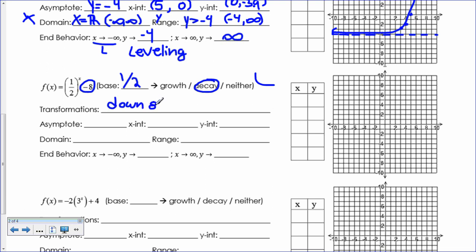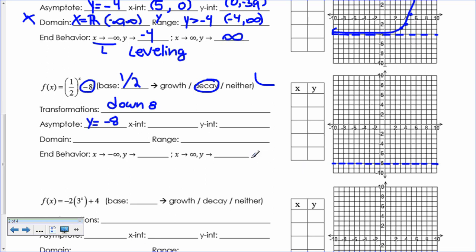That's the only transformation. The horizontal asymptote, remember this is a horizontal asymptote for an exponential, so it's going to be y equals k. We've already circled k to make it stand out. So a horizontal asymptote is -8. As soon as I find that, I'm going to graph it so I don't forget that I'm supposed to graph it. All right, so I have that.